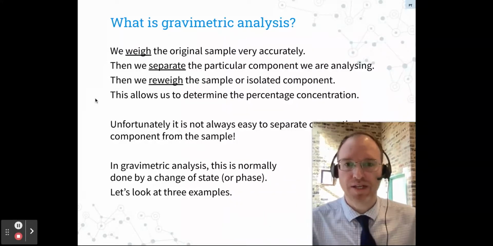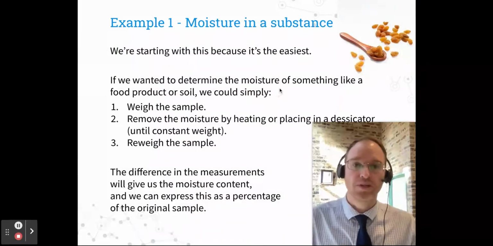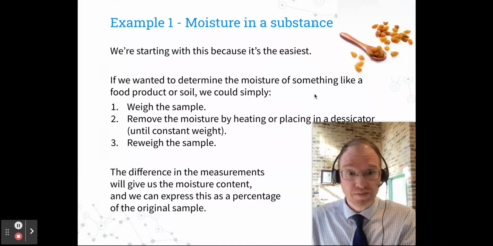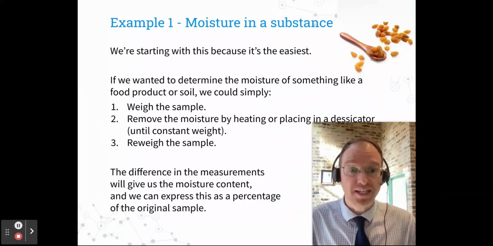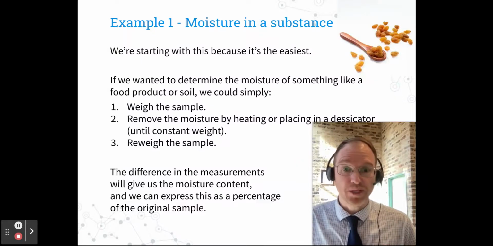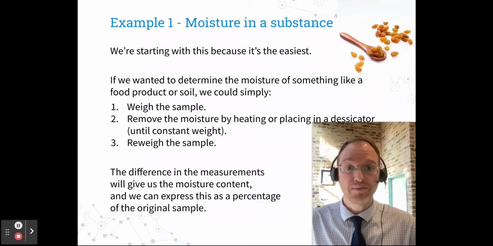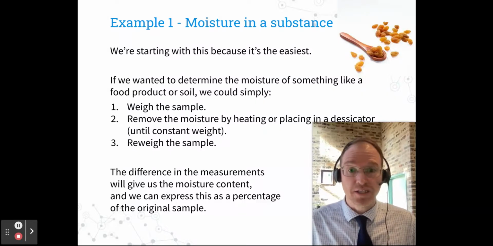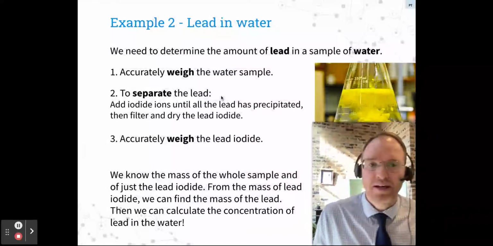Now, I've got three examples, starting with easy and going through to harder. First one, a simple one. If we wanted to determine the moisture of something, like a food product or soil, well, you could weigh it, and then you could remove the moisture by heating it to dry it, or by putting it in a desiccator until it's not losing any more weight, and then you reweigh it, and the difference will show you how much water is in there. And so you could work out the percentage water as a percentage of the original sample that you had. So there's a simple example of a gravimetric analysis, and it is based on mass. That's what we're using.